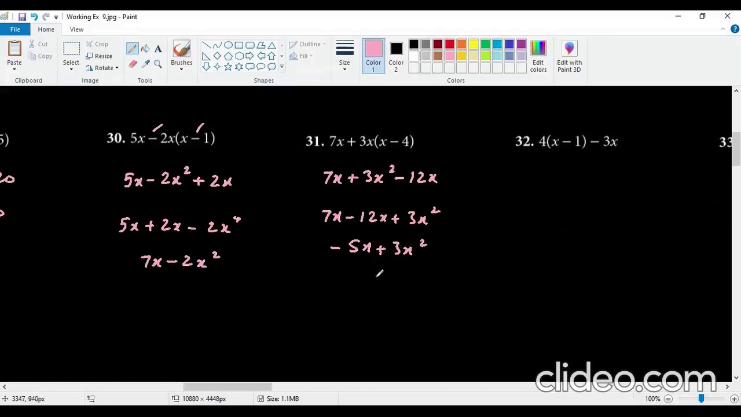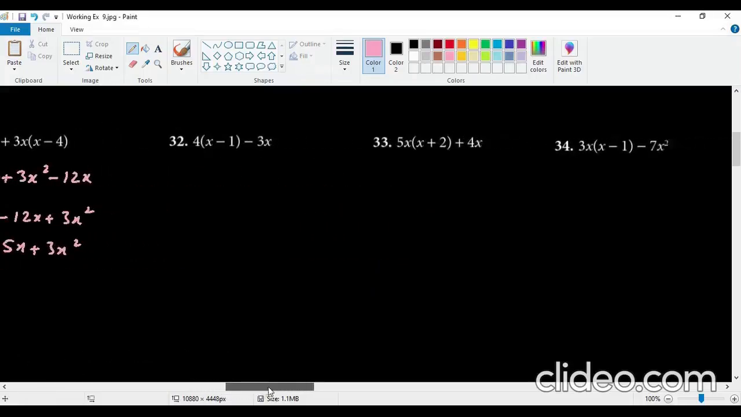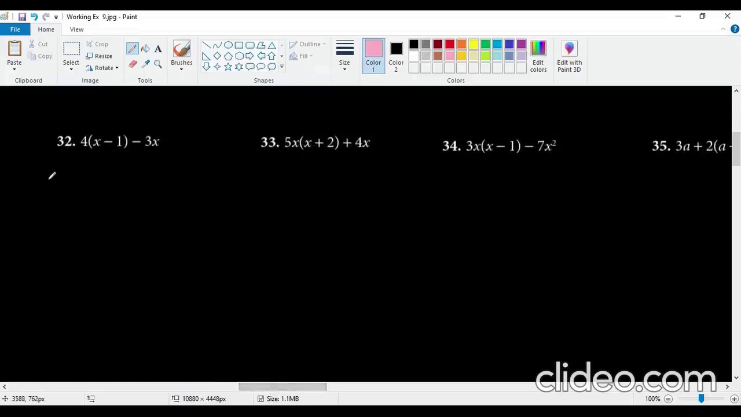Next comes question number 32. In here, you will write 4x minus 4 minus 3x. And 4x minus 3x minus 4 is going to be simplified form. And 4 minus 3 is going to give you a 1. That means I will write x minus 4 as an answer for question number 32.